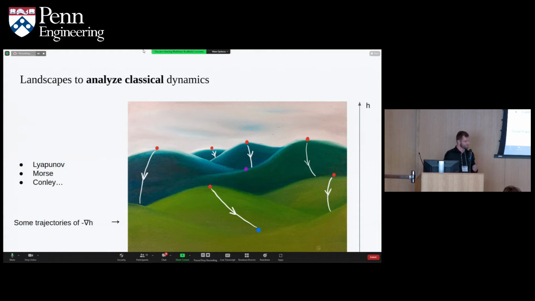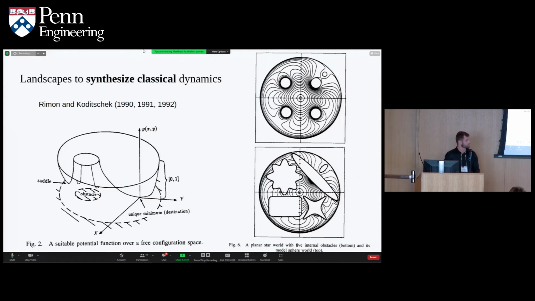Many of you are familiar with Lyapunov functions, and some of you are familiar with Morse theory, and maybe even a non-zero number of you are familiar with Conley's generalization of Morse theory. So I thought I'd talk a little bit about Dan's work on this.